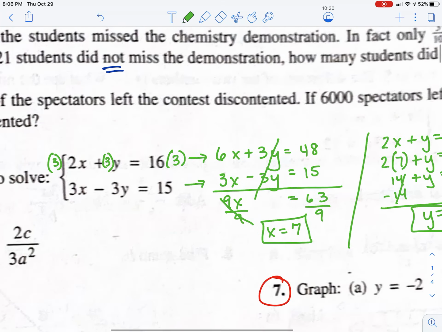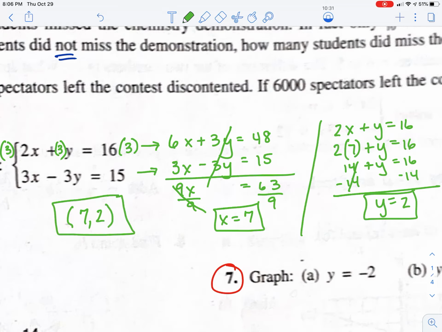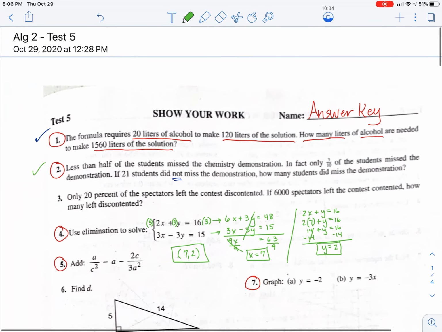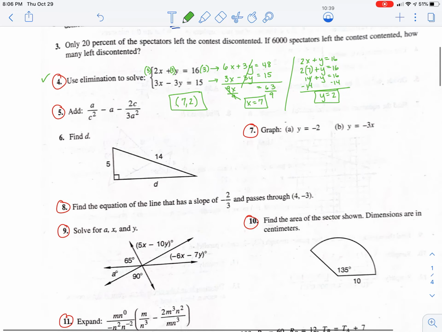So, through the process of elimination, the answer would be x is 7 and y is 2. That's how you write the answer to that. Okay, that's number 4. We need to look at number 5.